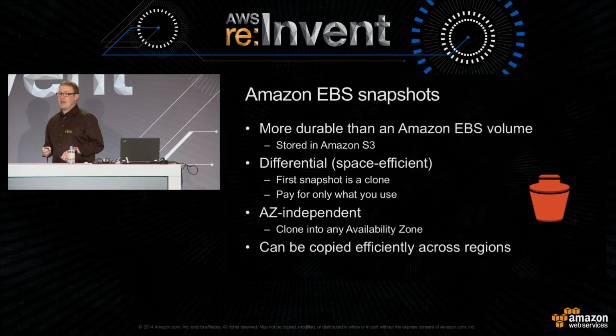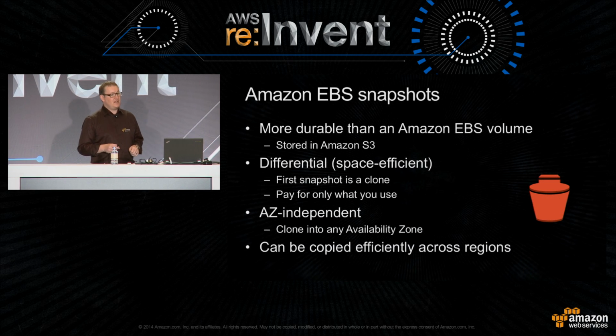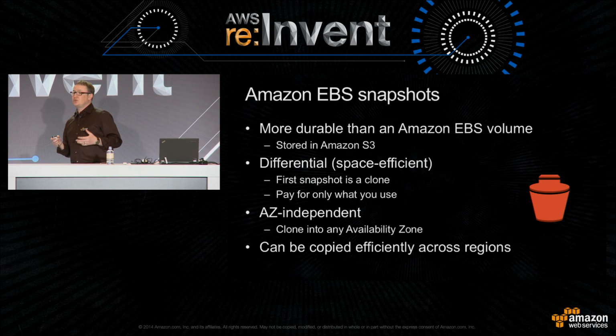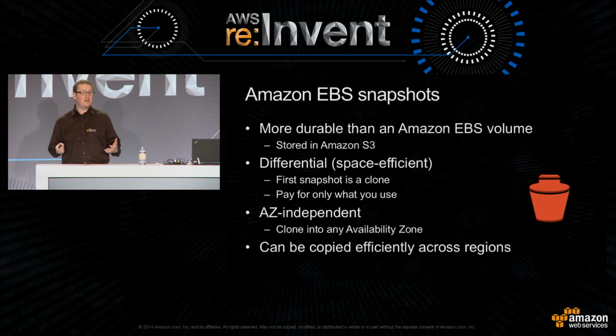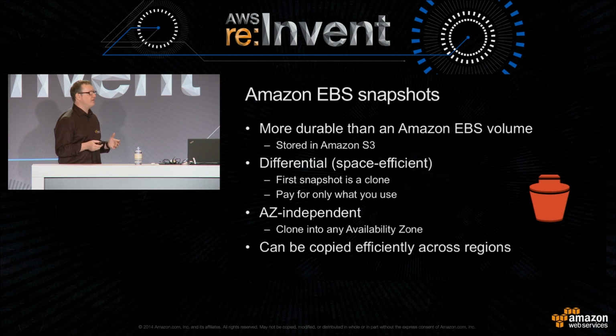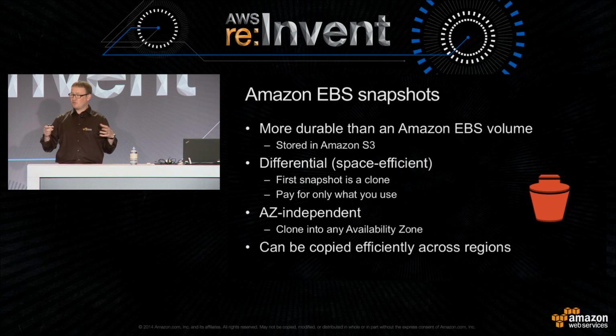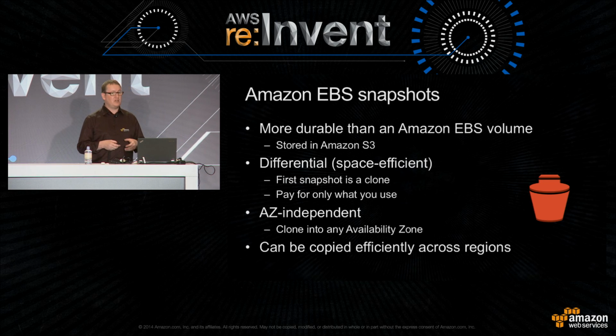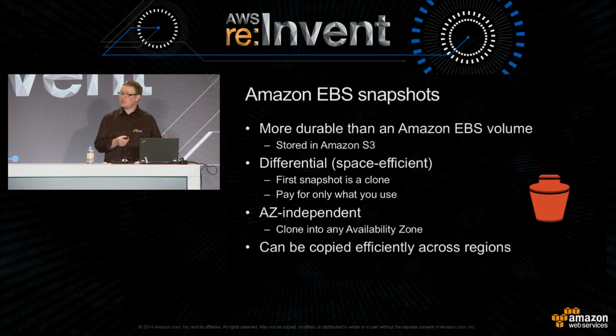So EBS snapshots. EBS snapshots are fundamentally more durable than Amazon EBS because they're stored in S3. We have 11 nines of durability. I don't even know how we calculate 11 nines. That's a really big, long number. 11 nines of durability is crazy. By using snapshots, you increase the durability of your data because it's now stored in S3, and at any time we can go back and use that snapshot to create the volume if there was ever a problem.